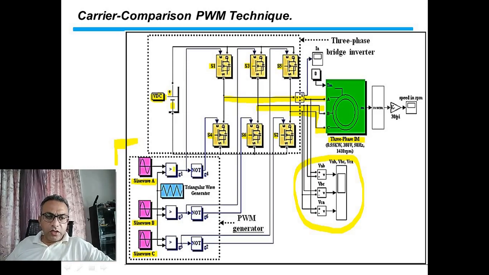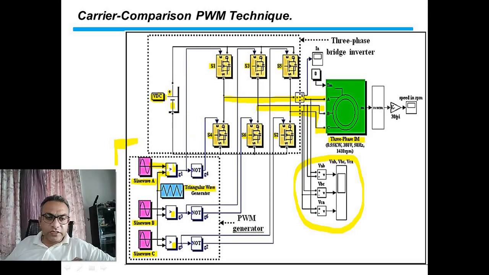One, two, three. Three comparators. Each comparator has two inputs. One input comes from the modulating signal and the second input comes from a common triangular waveform. This is the same triangular waveform which we call the carrier signal.